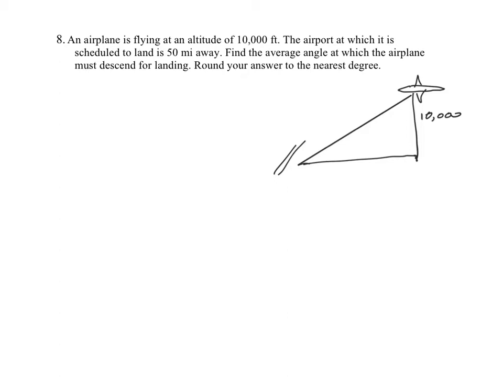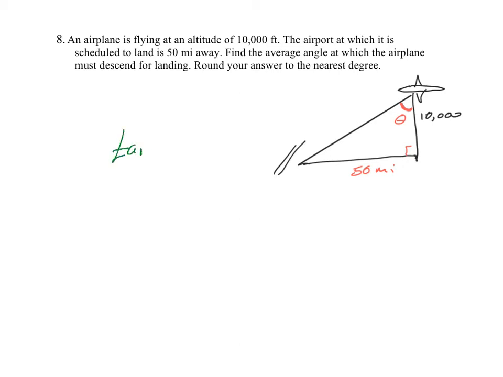So this is 90 degrees. And I want to find, so it's 50 miles, right? So that means I want to find this angle, let's call it theta. So again, I have the adjacent, I have the opposite. So in this case, I'm working with tangent.